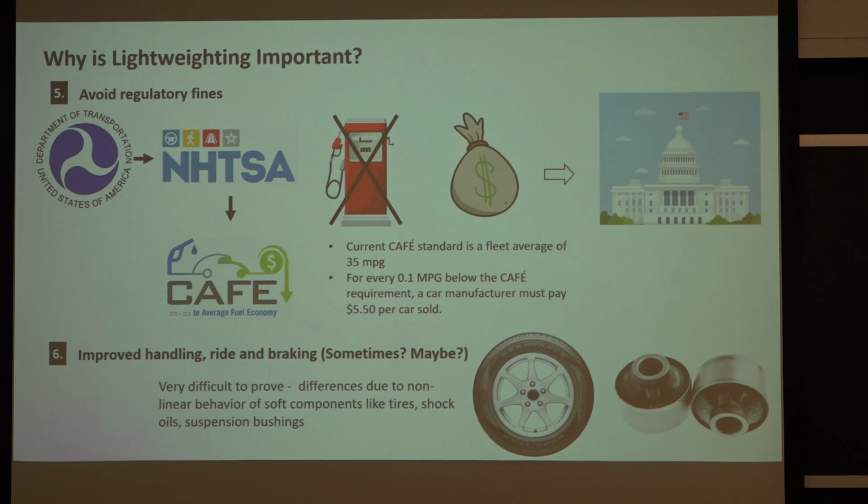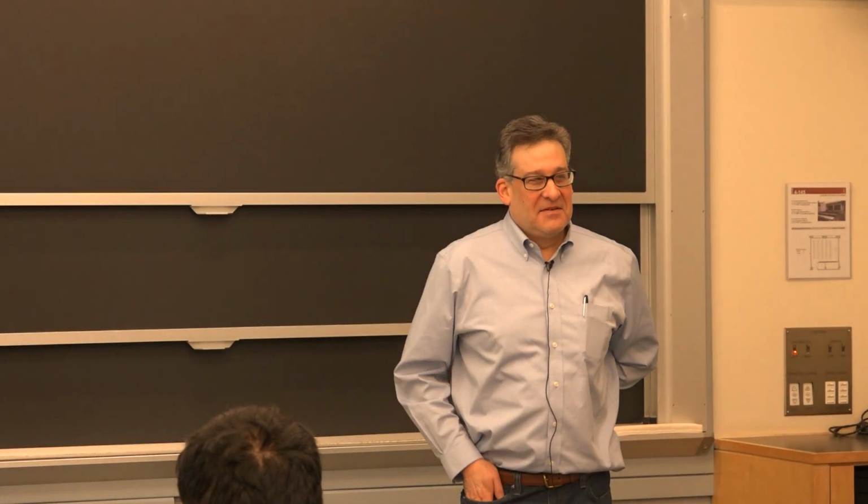Didn't Volkswagen save on the order of $1 billion by falsifying their fleet average? That's a fact. That's right. I mean, the cars were running a different fuel usage algorithm when they were being tested than when they were being driven. So they sort of game the system.